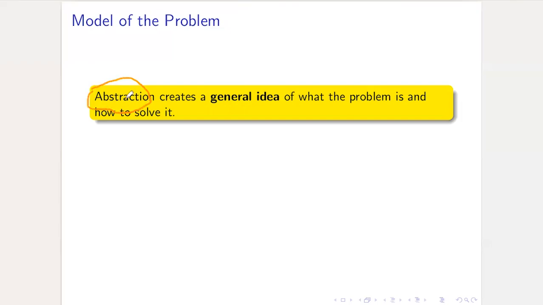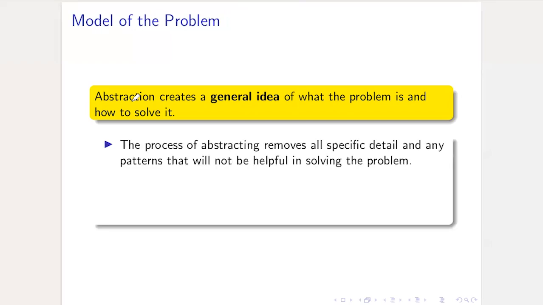Okay, so to get the actual solution, you will have to keep on adding back those details that made the problem specialized. Now, as we have removed the specific details and any patterns that are not required to come up with our general idea or the general solution, this is really an abstract solution. Okay, so another term we use for the abstract solution is the model.